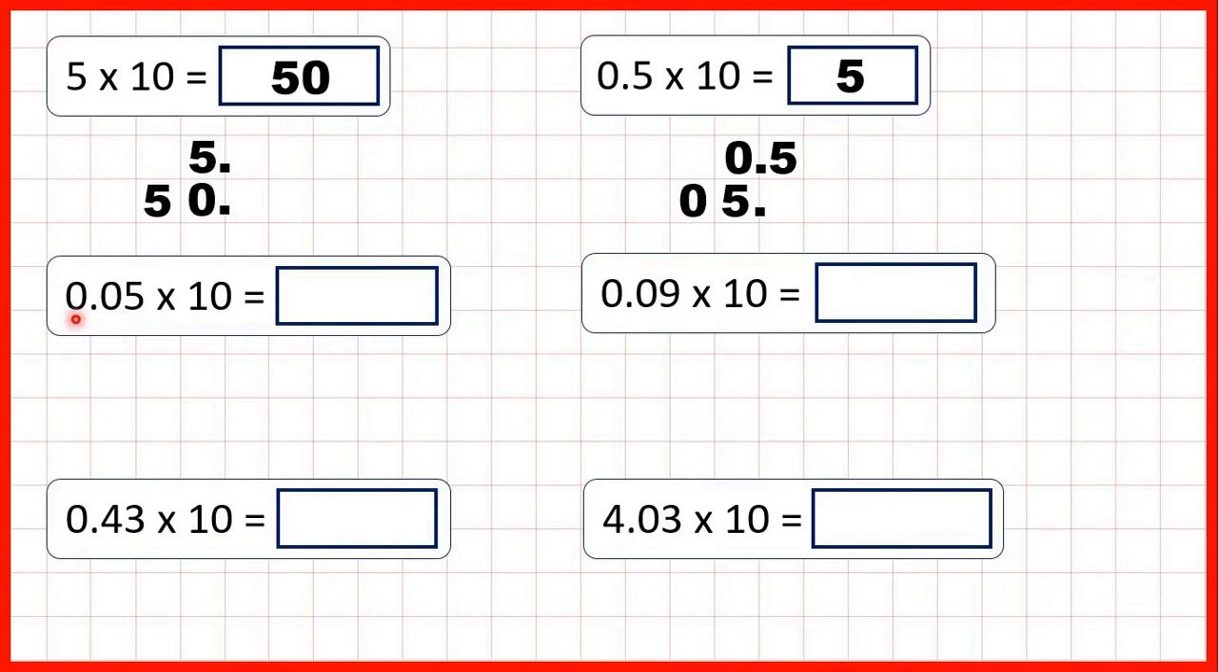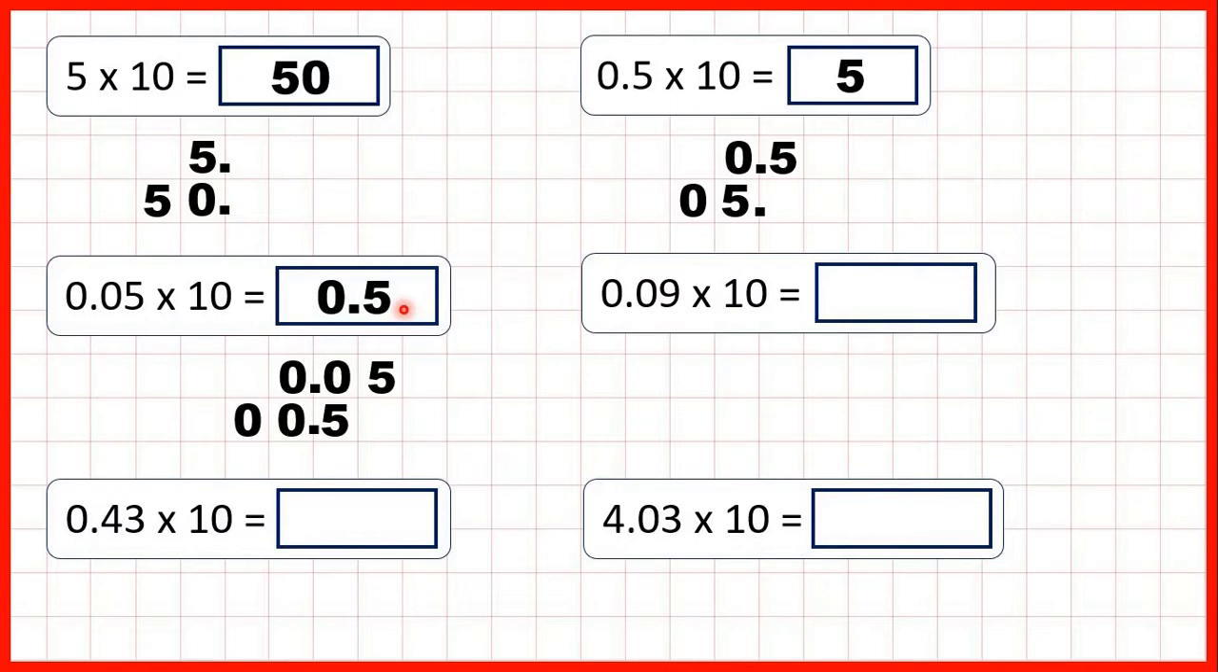Now we have 0.05 times 10. So again, we write the number out and copy down the decimal point. To multiply by 10, the digits move 1 square to the left. So if we copy the digits down 1 square to the left, we now have 0.5. Now we can't have an empty ones column, but we don't need this 0 telling us that we have no tens, so we can just write our answer as 0.5.